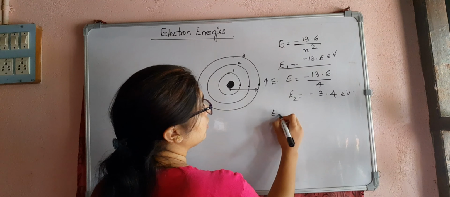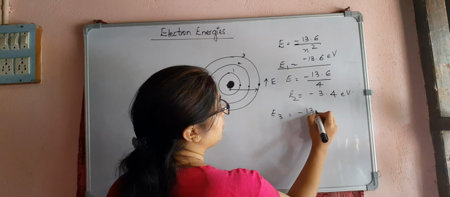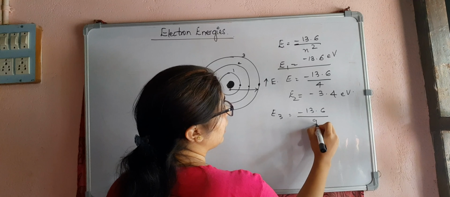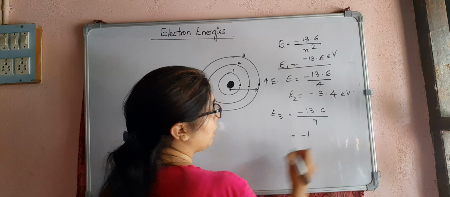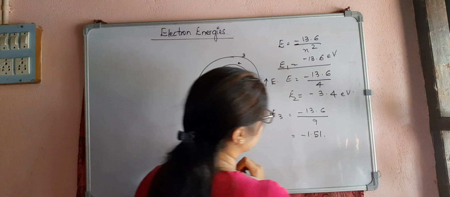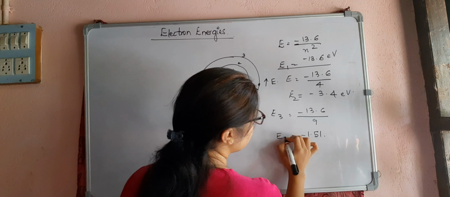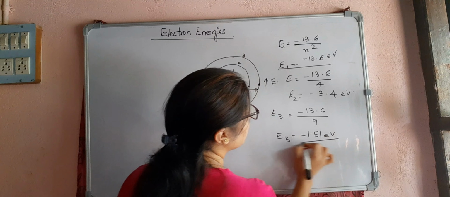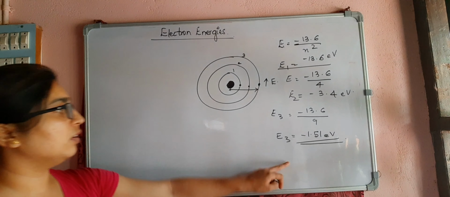Next, the third orbit: it is minus 13.6 divided by 9. So it comes out to be minus 1.51 electron volts, that is for the third orbit.